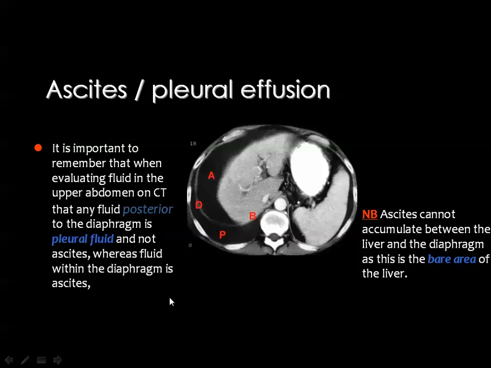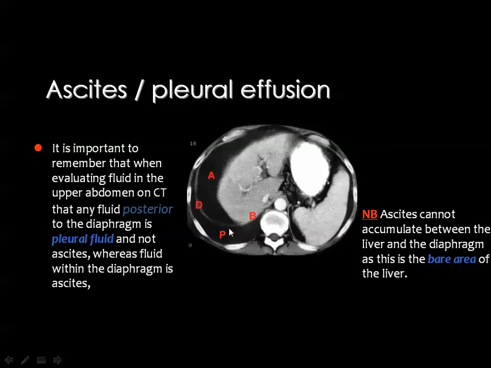Then many times in the exams the candidate is asked to differentiate between ascites and pleural collection if they coexist together. And this is a case of liver cirrhosis and splenomegaly with ascites and pleural effusion separated by the diaphragmatic crus.